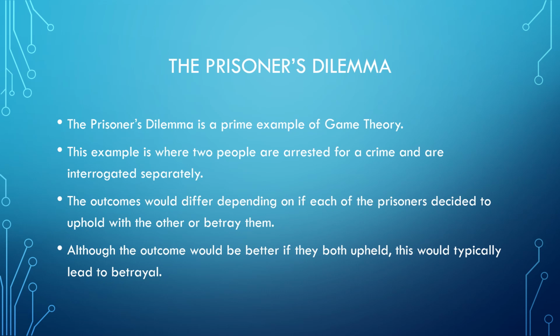The Prisoner's Dilemma. The Prisoner's Dilemma is a prime example of game theory. This example is where two people are arrested for a crime and are interrogated separately. The outcomes would differ depending on if each of the prisoners decided to uphold with the other or betray them. Although the outcome would be better if they both upheld, this would typically lead to betrayal.